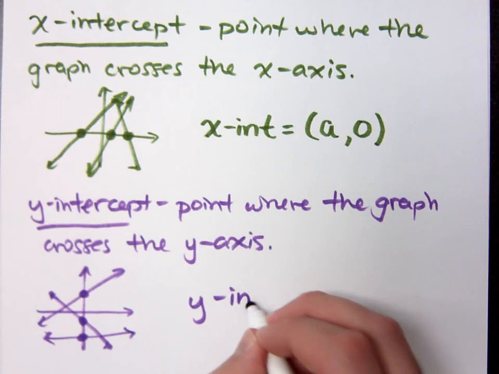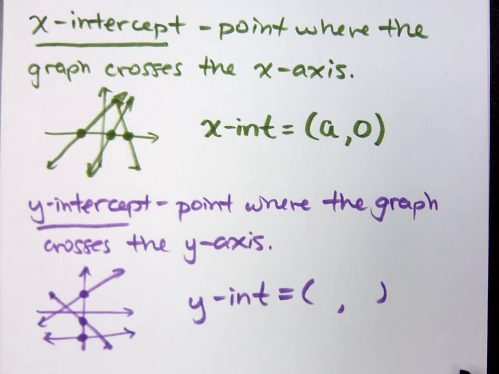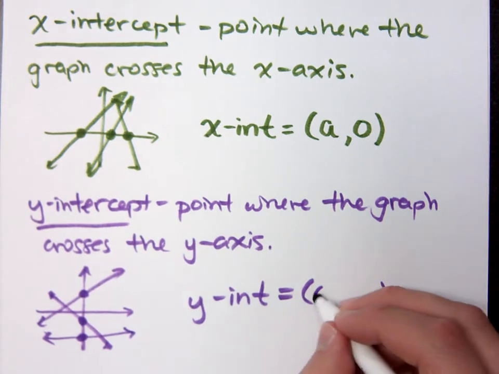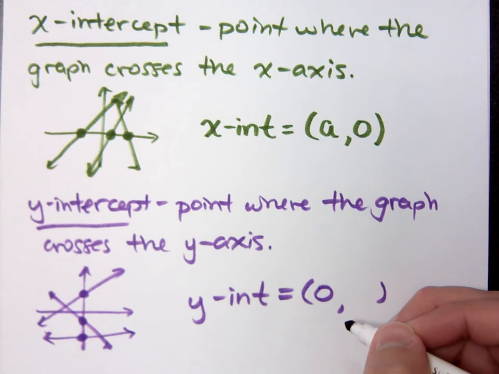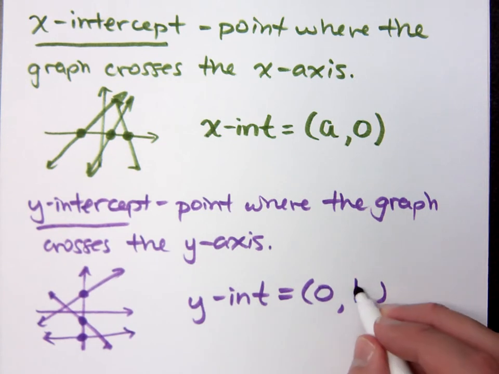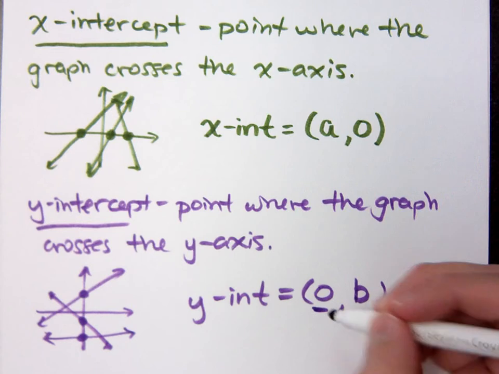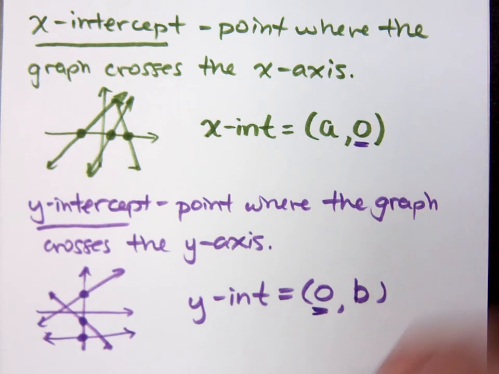What do all of these y-intercepts have in common? They have a 0 for the x-coordinate, right? To be on that y-axis, you're not to the left or to the right. You're right in the middle, so your x value has to be 0. And it's that y value that's unknown that we can figure out. And this is the great thing about the x and y-intercept. I'm giving you half of the coordinates, right? So you should be able to find the other ones.